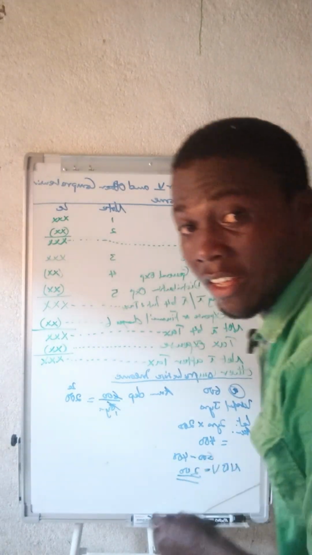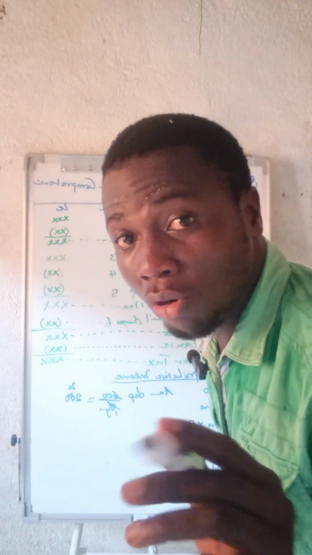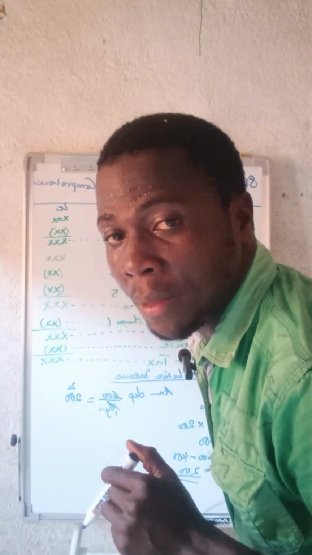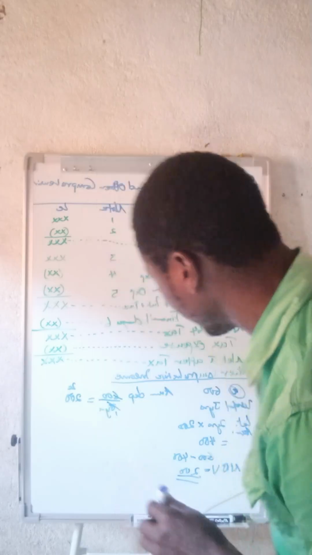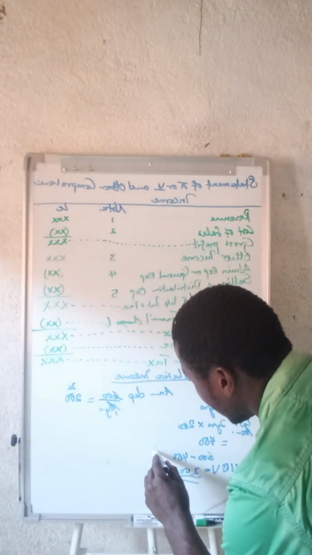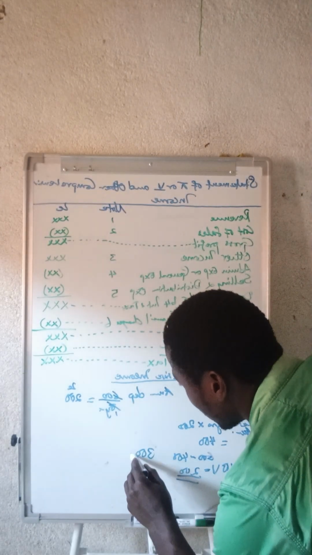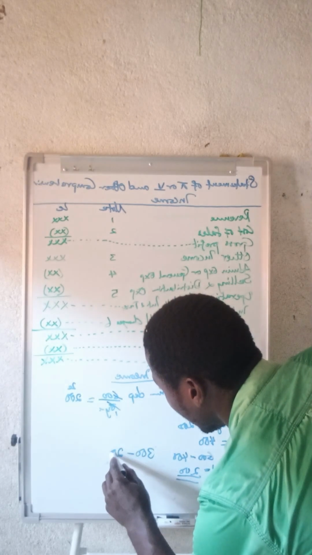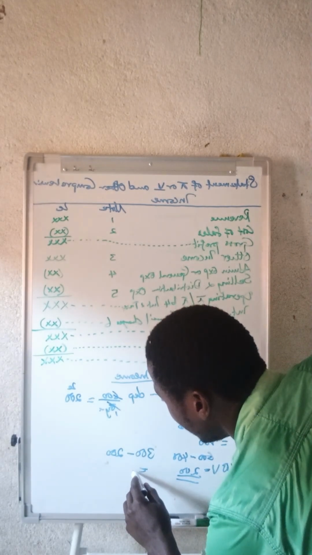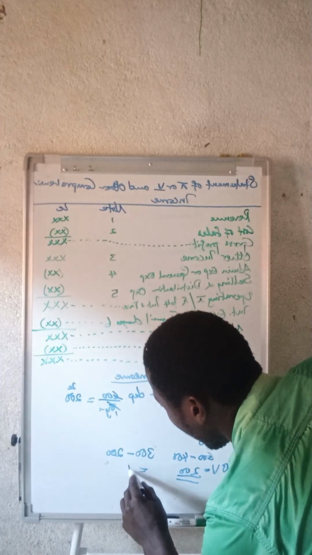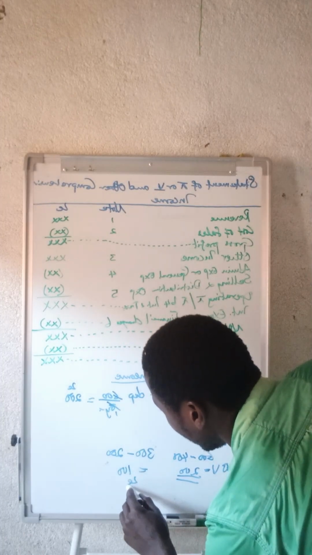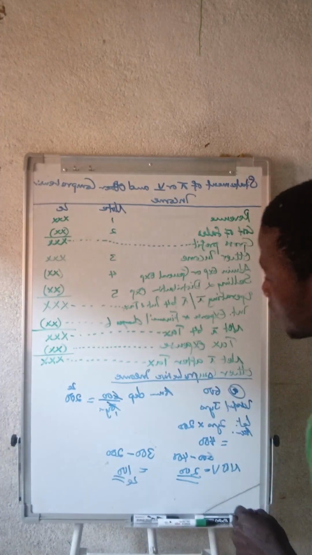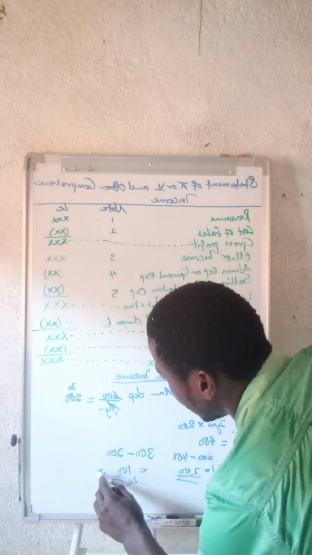Now let's say the asset was sold at 300. So you deduct the 200 from the 300, and the profit is 100 euros. This is the profit.